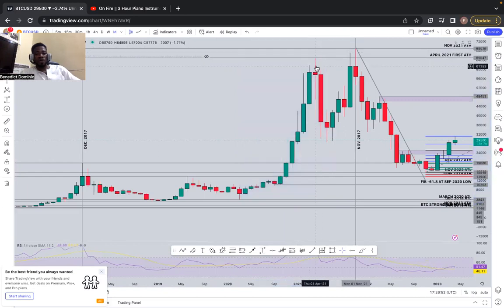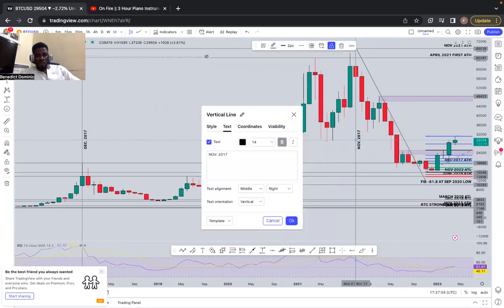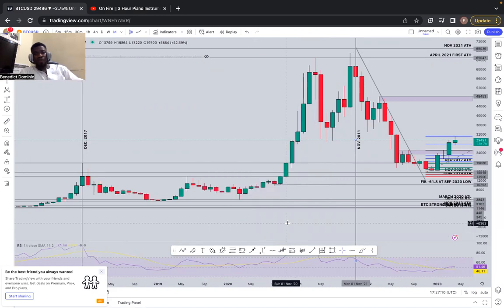Then Bitcoin moved in 2021. This thing should be 2021, not 2017. In 2021, Bitcoin made the all-time high. See the connection between this. In 2013, in November, Bitcoin made all-time high. In 2017, in December, it made all-time high. Now, in 2021, in November, Bitcoin made all-time high. And from there, Bitcoin started dropping.